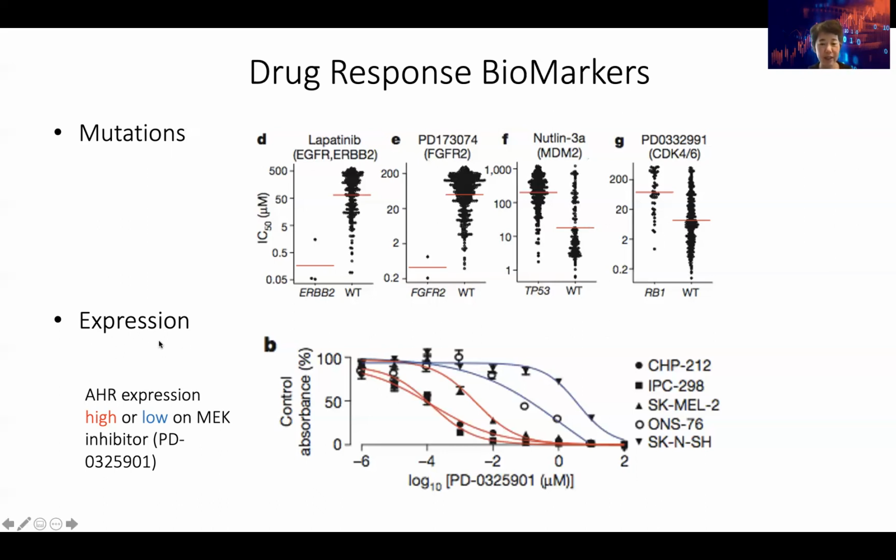In addition, we can look at gene expression. This is another example on the IC50. Well, this is the dose response curve. And they only tested, in this case, limited cell lines. What you can see is that there is a gene called AHR, and we are drawing the cell lines based on the expression level of AHR. When the AHR gene expression is high, this cancer cell line has a smaller area under the curve. They are more sensitive to the drug. But if AHR expression is low, it's less sensitive to this MEK inhibitor.